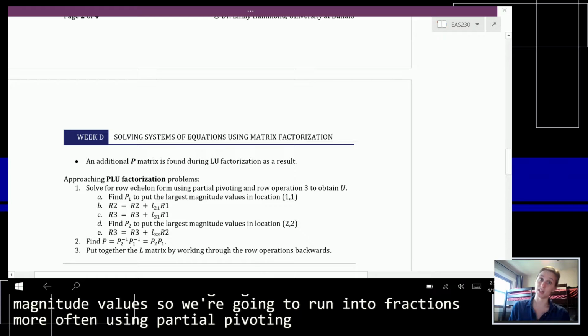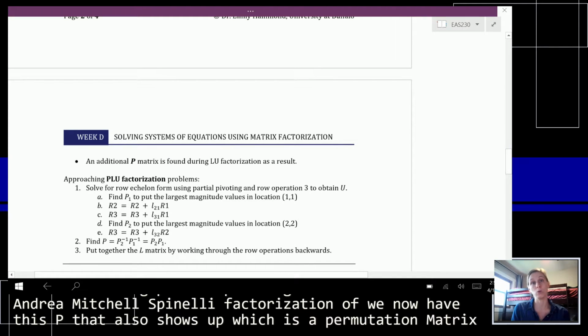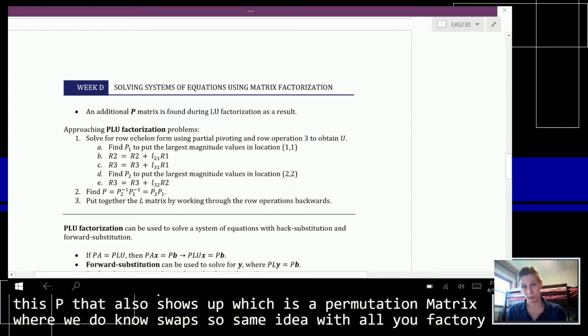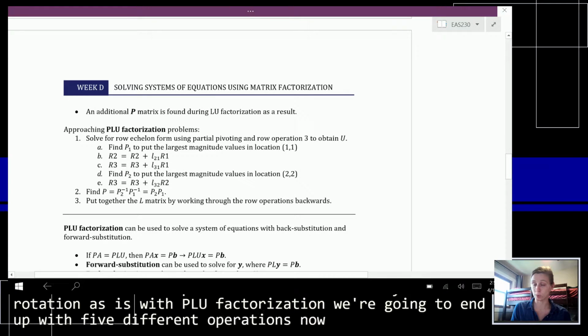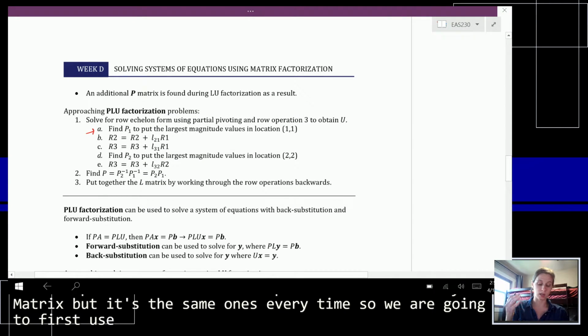What this does is, instead of it just being LU factorization, we now have this P that also shows up, which is a permutation matrix where we do row swaps. So same idea with LU factorization as is with PLU factorization. We're going to end up with 5 different row operations now for a 3x3 matrix, but it's the same ones every time. So we are going to first use partial pivoting.